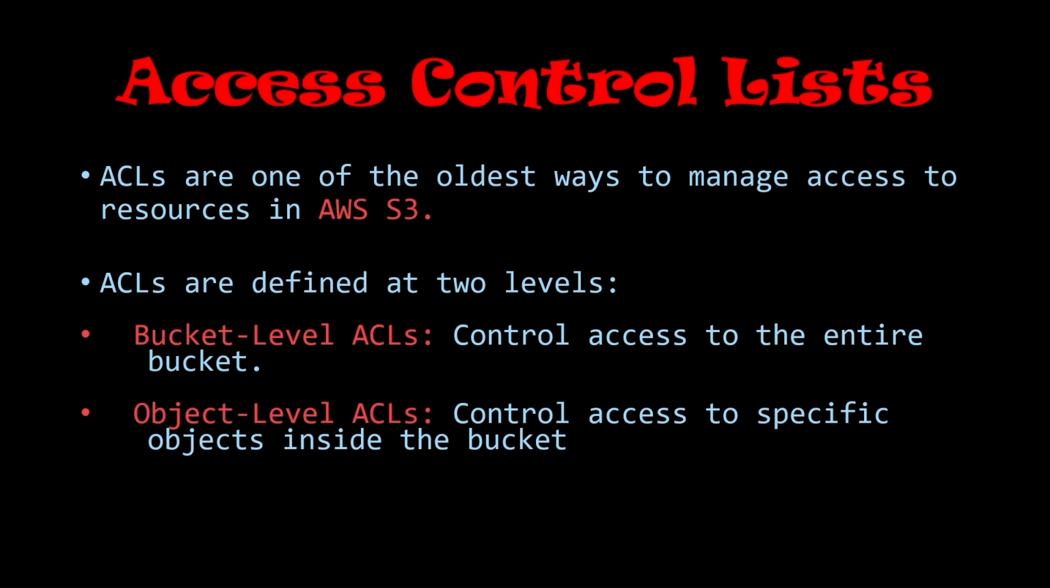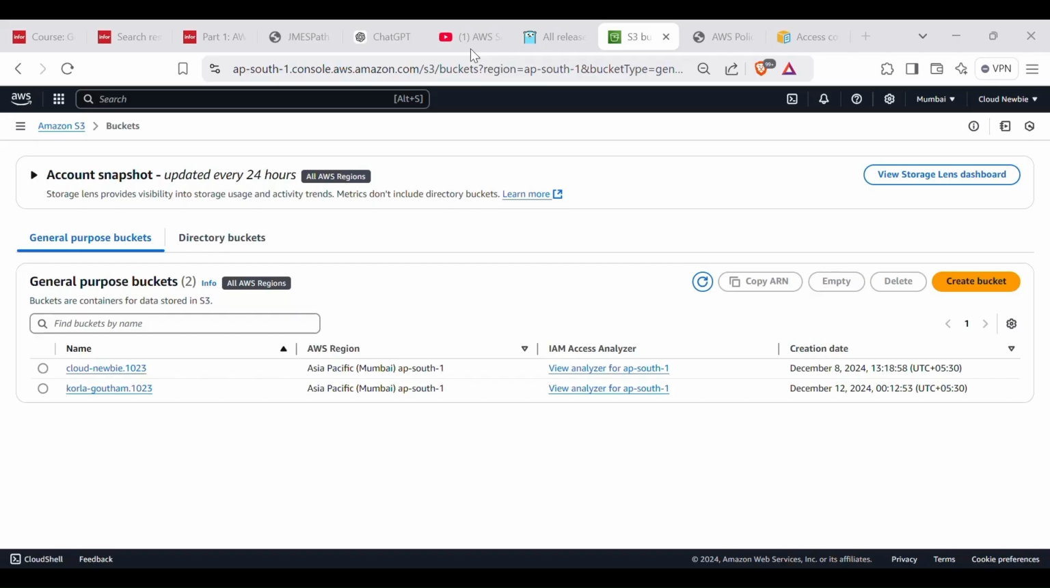ACLs are defined at two levels, bucket level ACLs and object level ACLs. So, in one line, ACLs are used to define who can access the objects and buckets and what actions they can perform on these. They are like permission slips. Let's say you have a bucket in S3 and that contains some sensitive files. Now if you want to give read access to user A and write access to user B, I'll take you to my console to explain this.